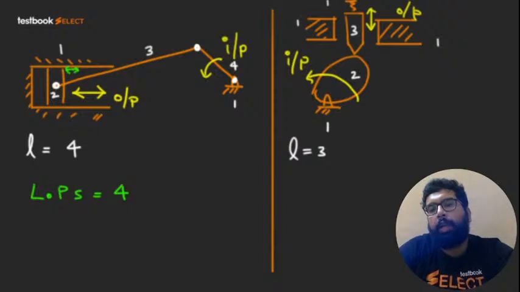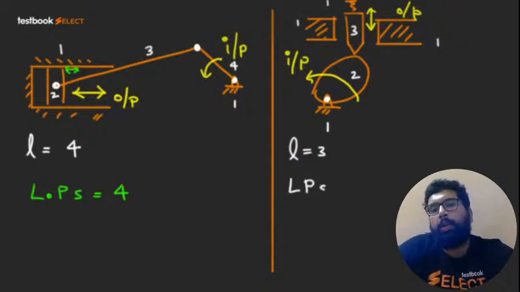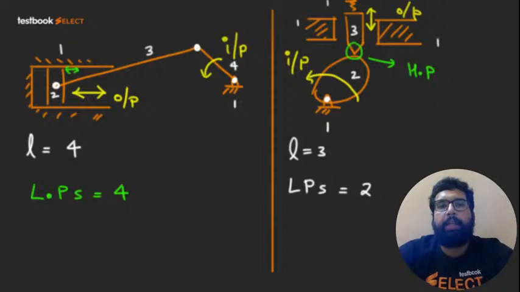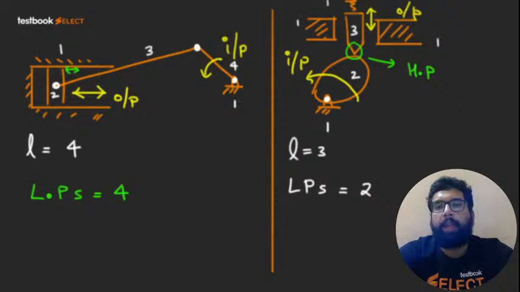Now what are the joints in there? We can see a turning pair here and a sliding pair here. So what is the number of lower pairs? One is turning and one is sliding, that is two lower pairs. Now if I observe in here, we have a higher pair. This is what we call a higher pair, isn't it, beta? Right or wrong?